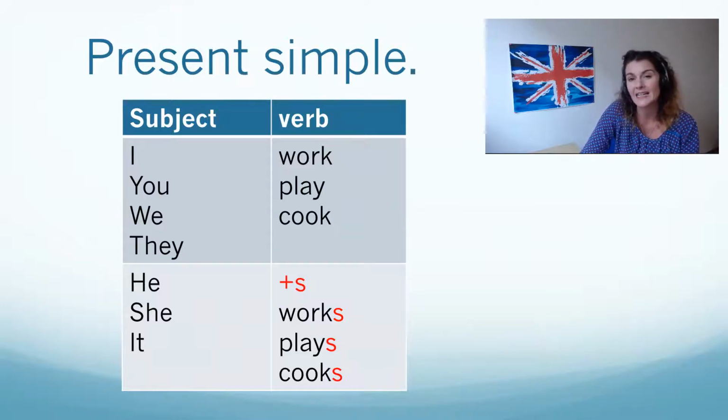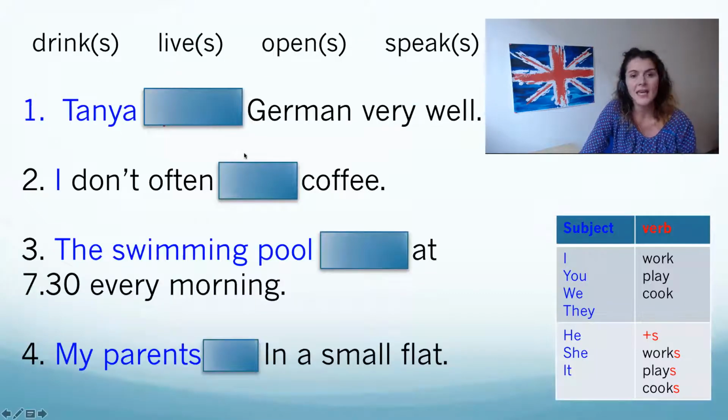So let's put that into practice. Here I have 4 phrases. Each sentence is missing one verb. The missing verb could be drink, live, open, or speak. We're going to have a look at each sentence and decide which verb is missing and what form should it take. Should it have an S on the end? So let's look at number 1.